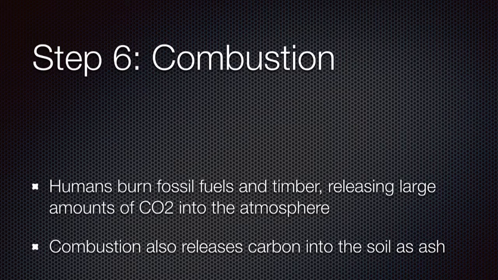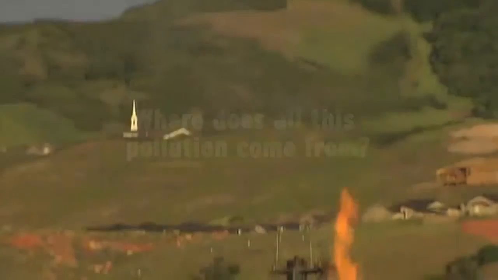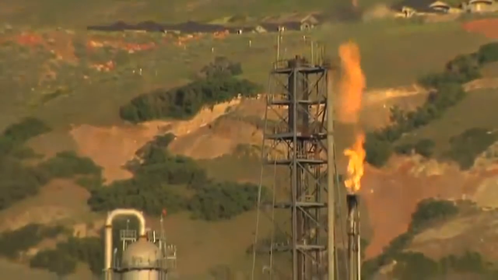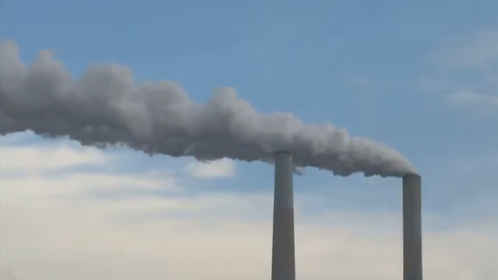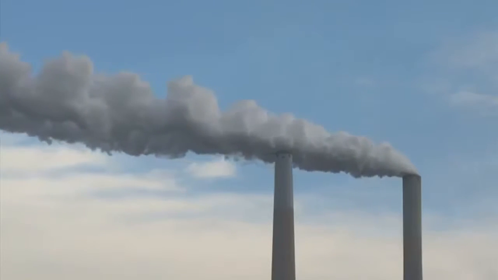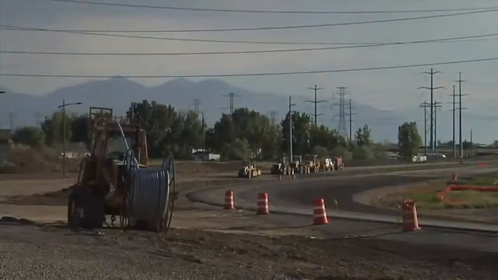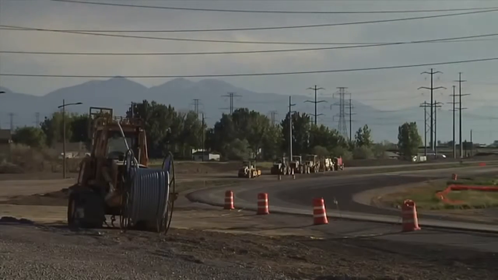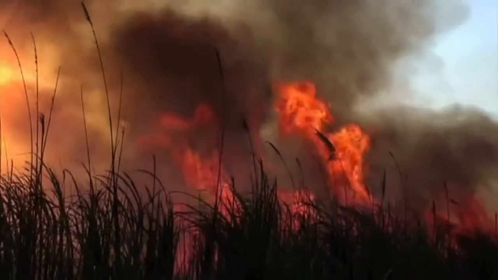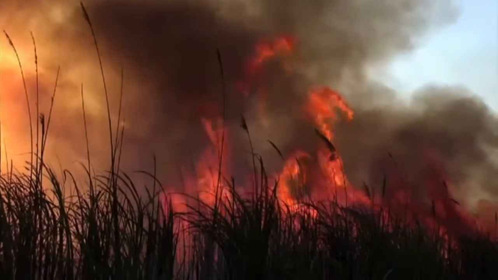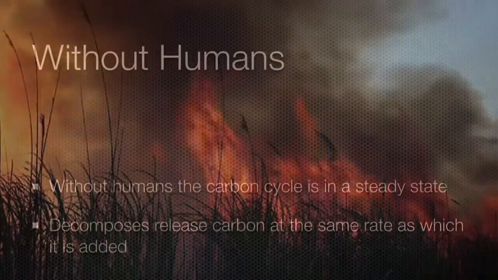Humans burn fossil fuels and timber, releasing large amounts of CO2 into the atmosphere. Combustion also releases carbon into the soil as ash. Human activity, such as the burning of fuels, happens at both mobile and stationary sources, such as smokestacks. It also comes from burning wood, dust, construction activities, agriculture, and decomposing waste. Natural sources of air pollution include dust from sandstorms, radon, volcanic activity.